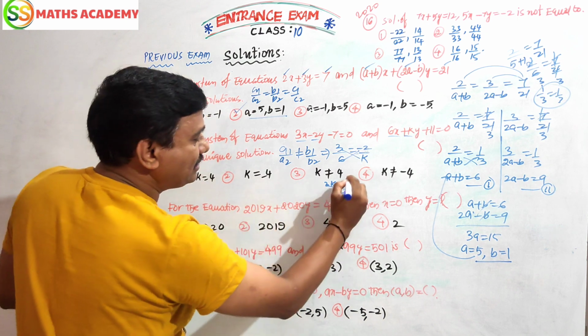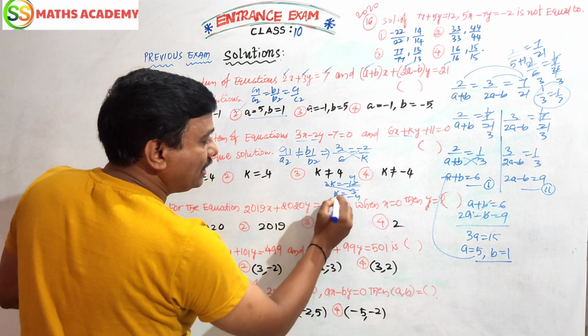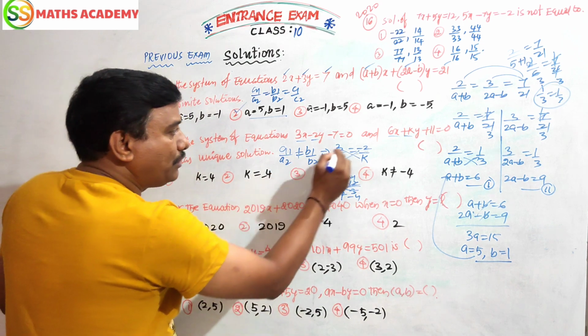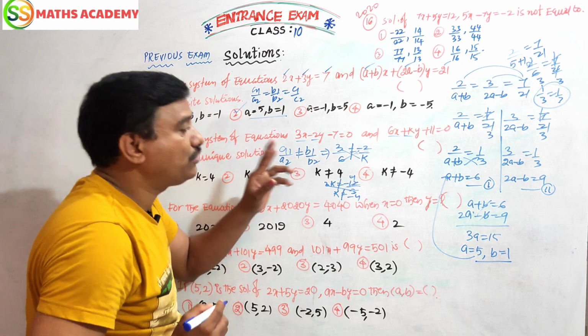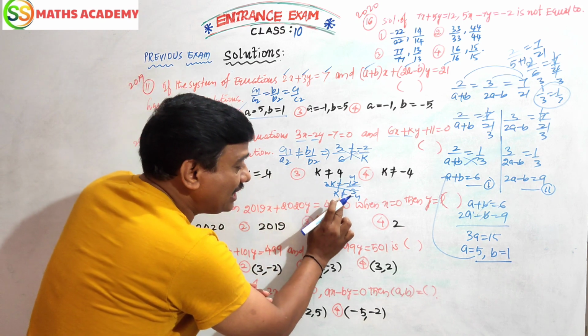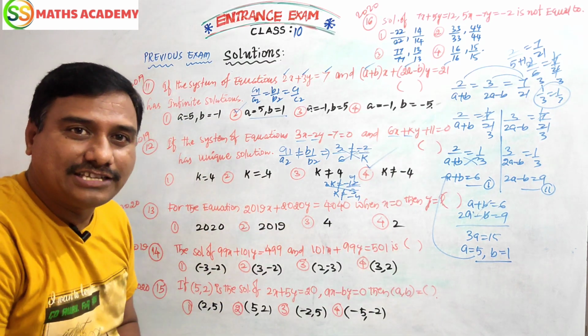Minus 12 by 3 means minus 4. So k is not equal to minus 4. Because the not-equals condition is there: a1 by a2 is not equal to b1 by b2. So that is the reason k is not equal to minus 4. This is the option.